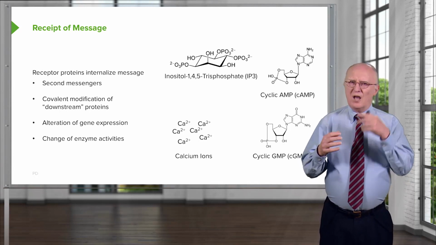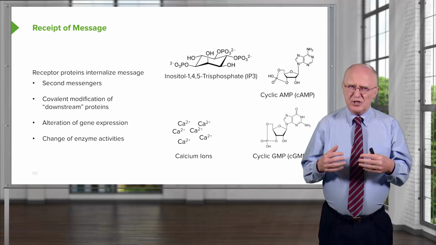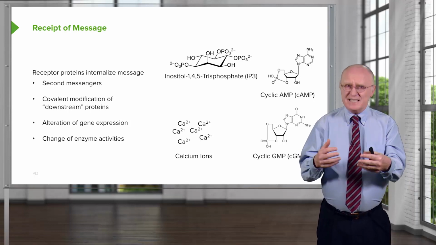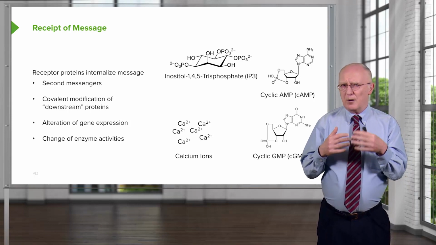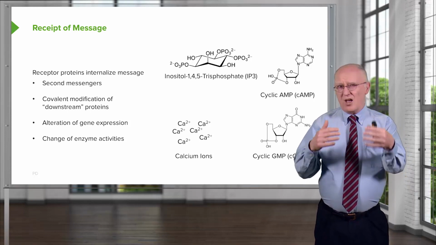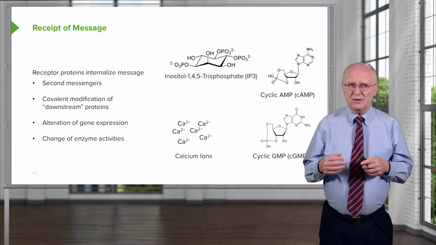Another way in which hormones can communicate and change the path of a cell is by changing the activity of enzymes within it. And we'll see an example in just a little bit about how the process of glycogen metabolism can be drastically changed by action of a hormone.